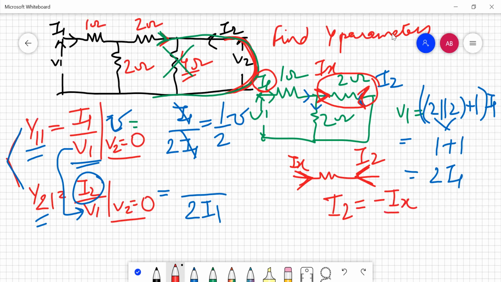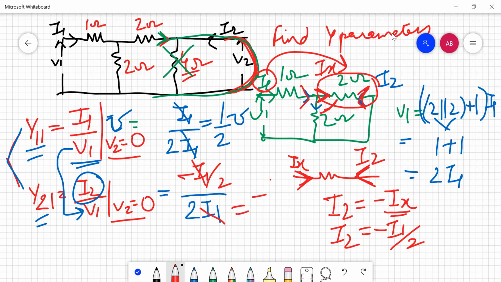Right? So what is this Ix? It is the part of I1 that is coming to this branch. We need to calculate it. If I1 is coming out here and two equal resistances of 2 ohms each are there, that means I1 is going to get divided into half. So that makes I2 equal to minus I1 by 2. So let's put the value here. I1 and I1 will cancel out, and we are going to get the value of minus 1 by 4 mho, right? Now similarly, we have to find our next set of parameters, that is Y22 and Y12.